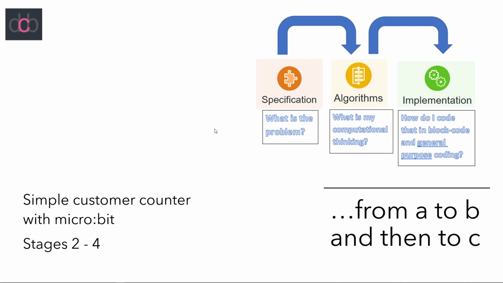In today's tutorial we're going to create a simple customer counter, keeping in mind the COVID-19 virus and shops needing to keep a tab on how many people are inside their shop. So this is designed for stages 2 to 4. We're going to go from the specification, which is what the problem is, through to algorithms and then the implementation of how I code this.